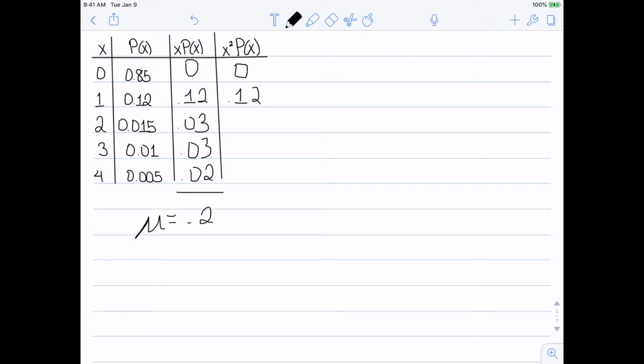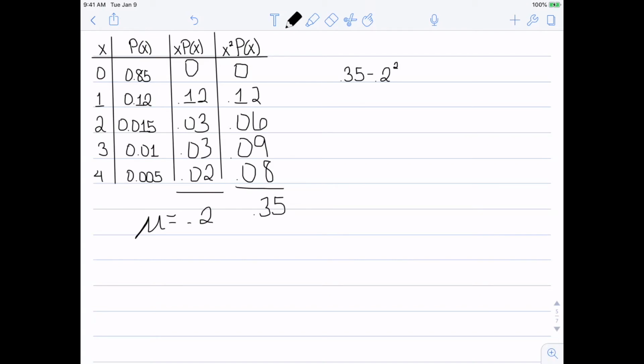2 squared is 4 times 0.015 is 0.06. 3 squared is 9 times 0.01 is 0.09. And finally, 4 squared is 16 times 0.005 gives me 0.08. Adding all of these numbers up gives me 0.35.